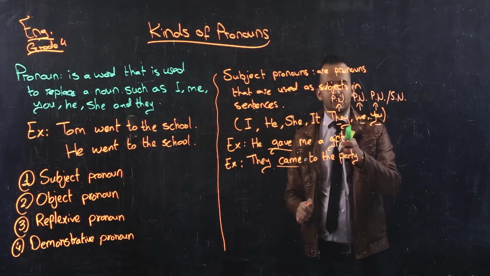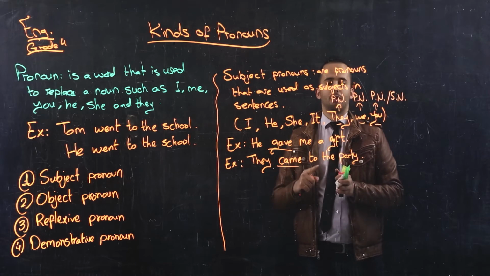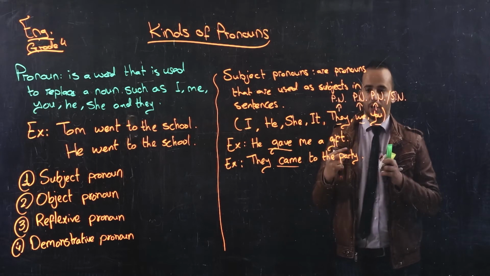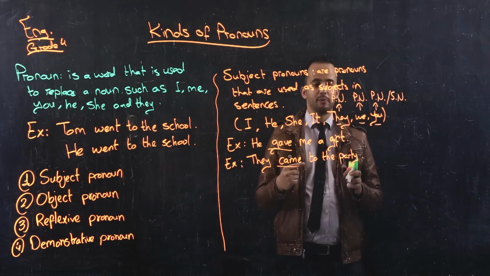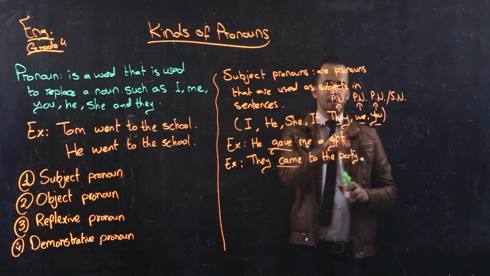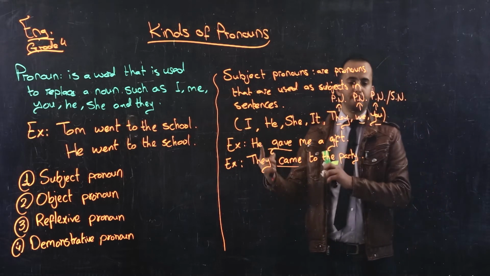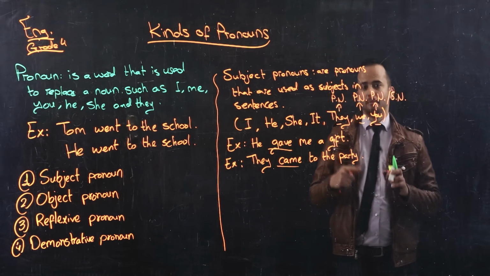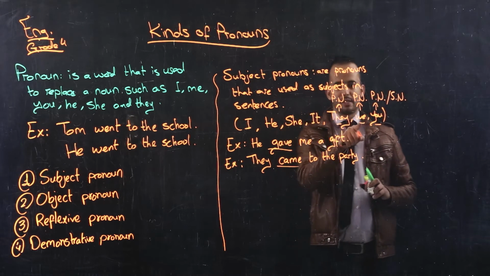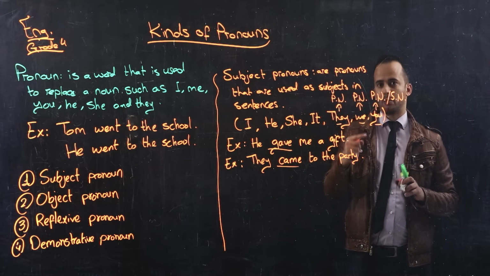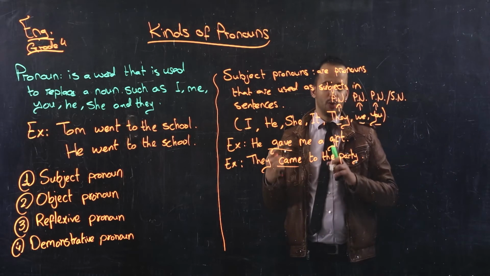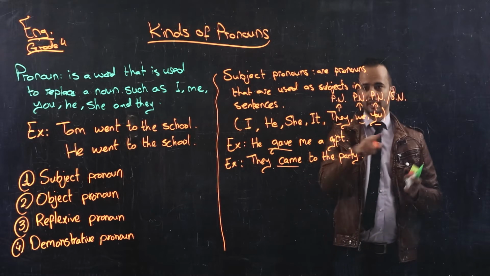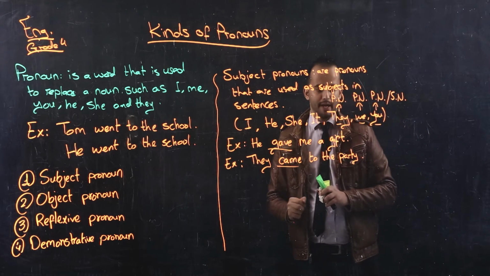Now, they is used when you replace a noun or a name of a group that I am not one of, okay? A group that I am not included in, okay? But we is to replace a name of a group that I am one of, or I belong to it, okay? We say, for example, we study English, so I am one of the students or one of the people who are studying English. But when I say they study English, then I'm not one of them, okay?